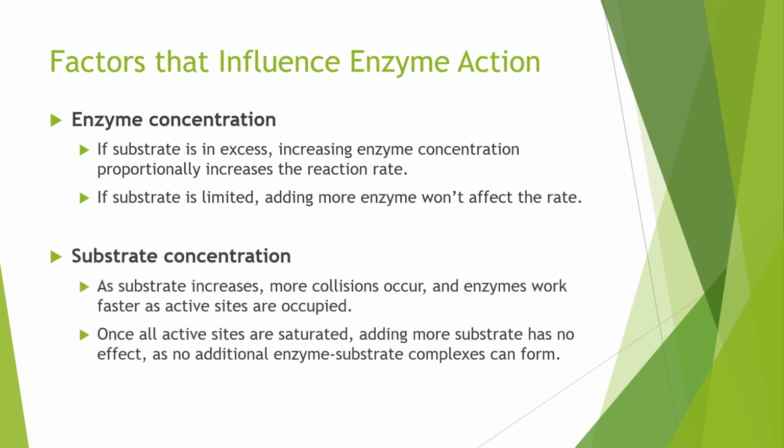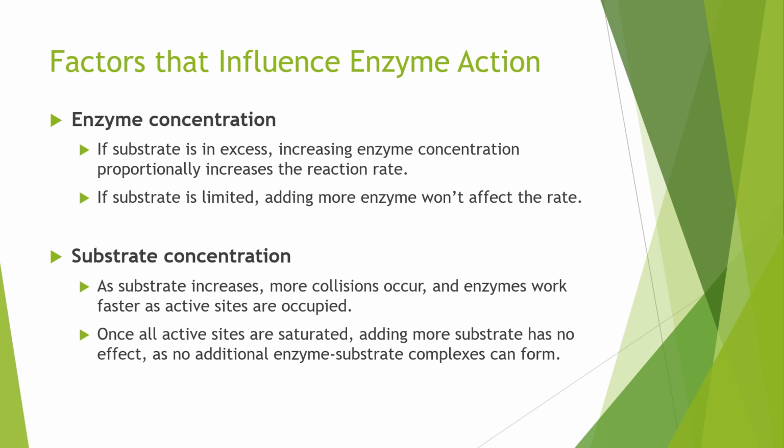As you increase the substrate concentration, the enzymes work faster because more collisions are happening between enzyme molecules and substrate molecules. The reaction rate rises as more active sites are occupied, allowing for more enzyme-substrate complexes to form. But this increase in reaction rate only continues up to a point. Once all the active sites are fully occupied, adding more substrate will no longer increase the reaction rate. The enzymes are working at maximum capacity, and no further enzyme-substrate complexes can form because there are no free active sites left. This is known as the reaction reaching saturation.